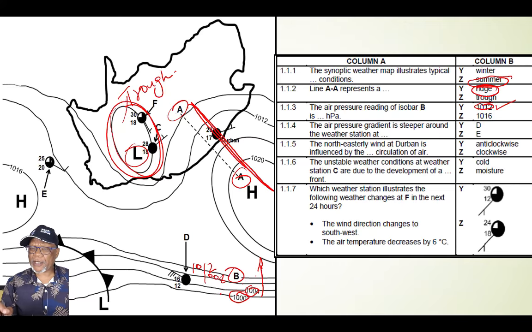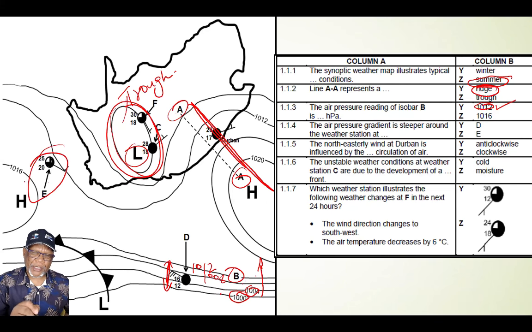Then the air pressure gradient is steeper around the weather station at D or at E. Let's look at the weather station at D. Look at the isobars there. Remember, it becomes steeper when the isobars are closer to each other, and it becomes gentle when the isobars are far from each other. Now let's look at E. This is our weather station at E. Let's look at the distance between the isobars here. The isobars here are far from each other, but the isobars here are close to each other.